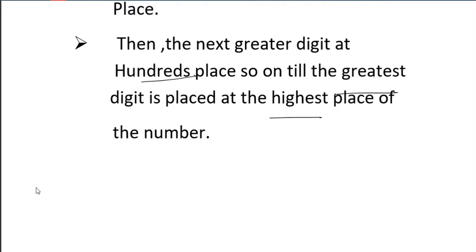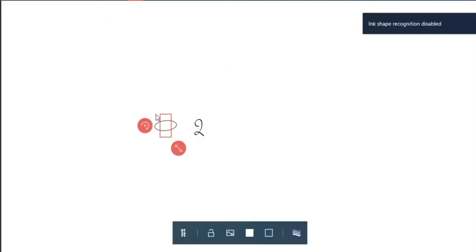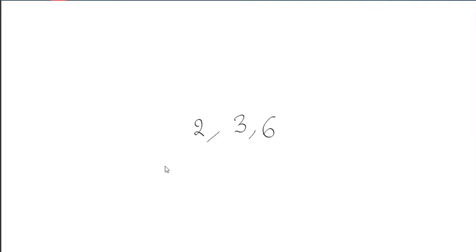Now we will learn with the help of examples. First I will take a few digits, children. Let's do some examples. 2, 3, 6. I'm taking these three numbers. How many digits are there? 1, 2, 3. Three digits means three places. What are the three places? Ones, tens and hundreds.